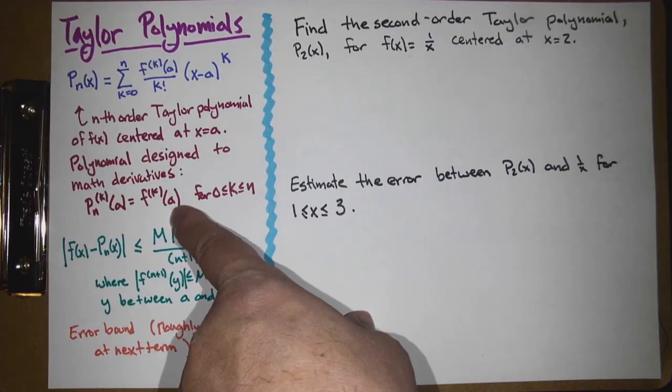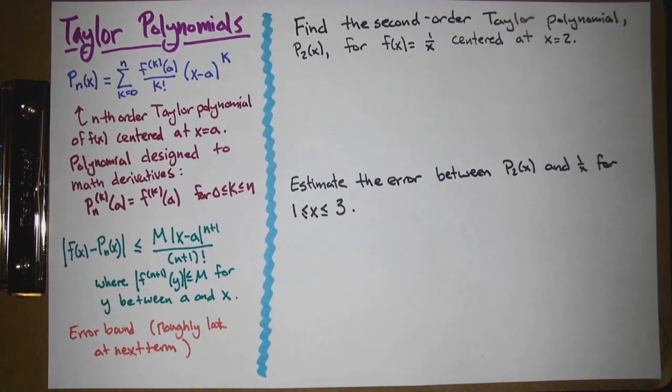But upstairs, there's this M. And what M is, it says, how big could your next derivative be, in some sense? Now, when I say next derivative, remember we're matching up through the nth derivative. We say, look at the n plus first derivative, and not just at a, but near a, between x and a. How big can it get? That's your bound.